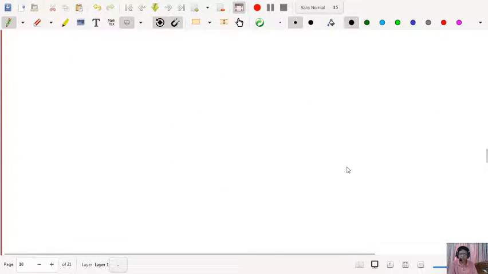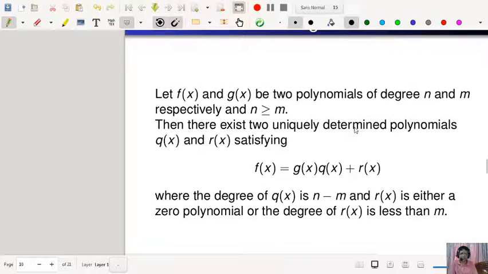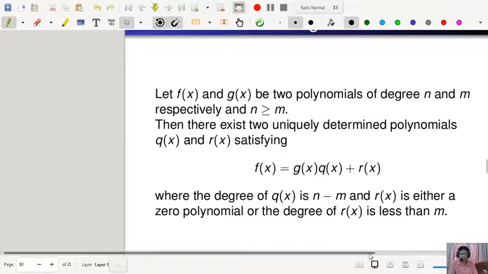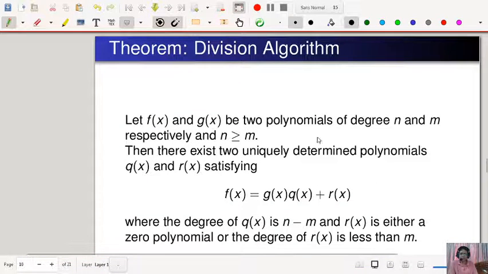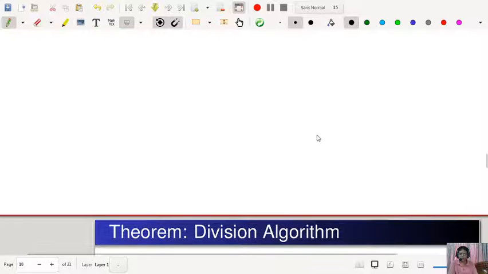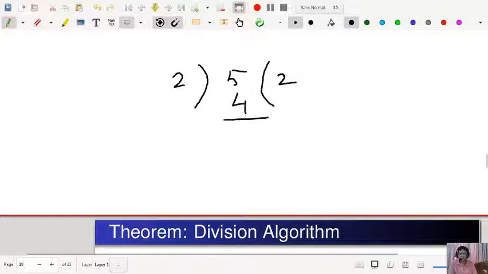Now next let us explain what is division algorithm. Before I make you understand the division algorithm, just try to understand. If I divide 5 by 2, 2 is the divisor, 5 is the dividend, what will be the quotient? Quotient will be 2. Then what is the remainder? Remainder is 1.